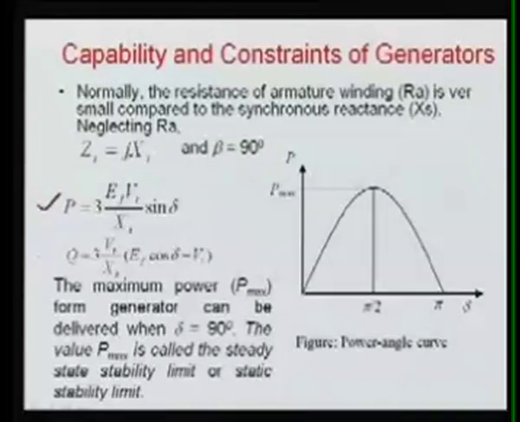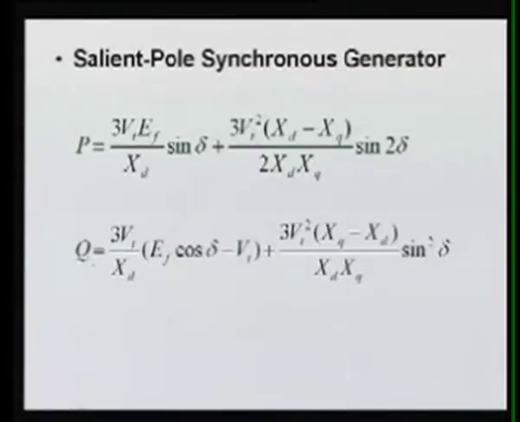Now in the previous section we saw that in the real and reactive power, only a term of Xs was appearing. But now we have two reactances, Xd and Xq, and we can derive the expression in a similar fashion and find the real power P for this generator. This is your generator, here we have a reactance, and this is your terminal voltage. So here we have the two reactances, Xd and Xq.